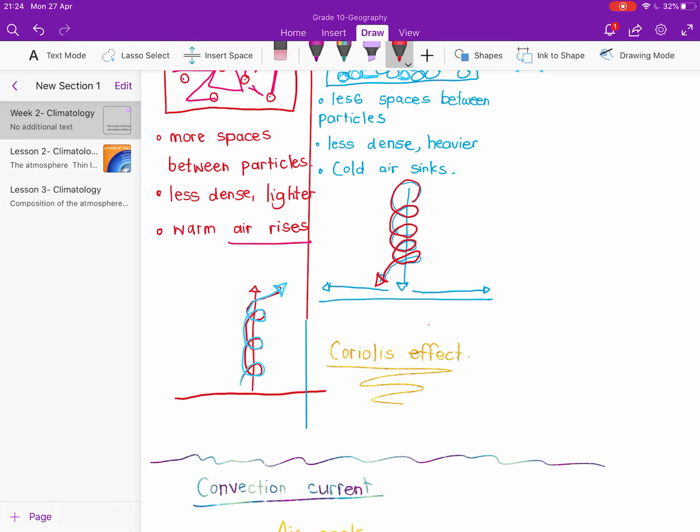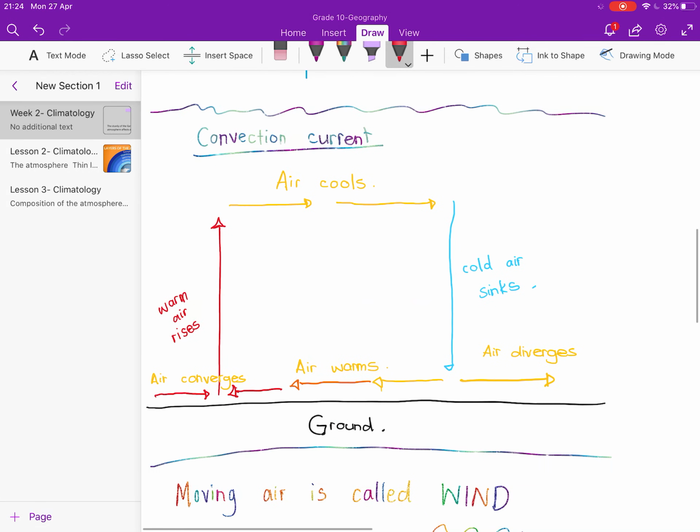So once the air sinks and it reaches the surface of the earth, it moves to the sides. It moves along the land. And this is where the warming up of air happens again. And we are going to look at this, and it's something called the convection current. And I've used lovely colors here so you can understand a little bit better. So let's have a look.